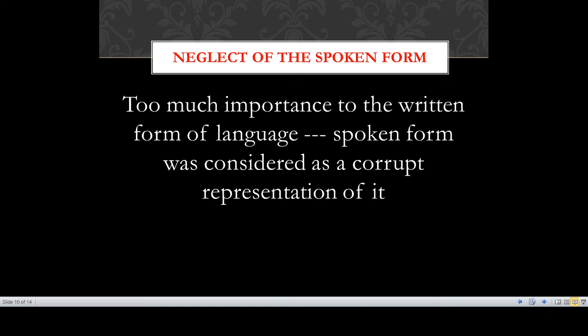And structuralists stressed the primacy of speech because speech is important. You speak first and only then you write. This is what the structuralists believe. So that is the neglect of the spoken form, where writing dominates speech. Okay, so old traditional grammarians were always favoring the writing, the graphic or the written form of a language rather than the spoken form.